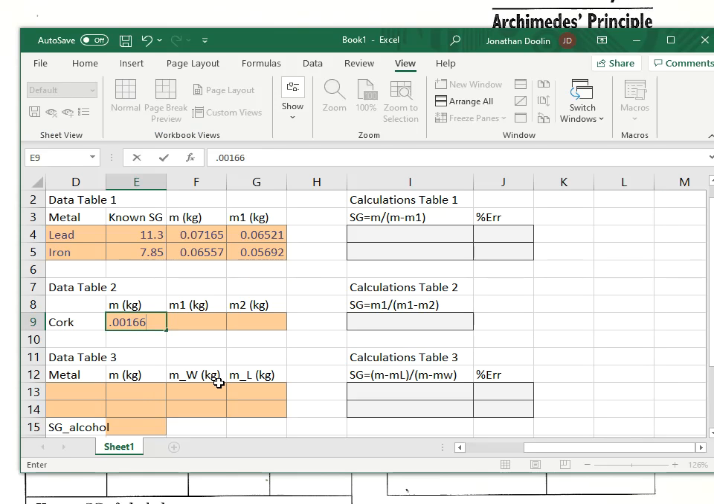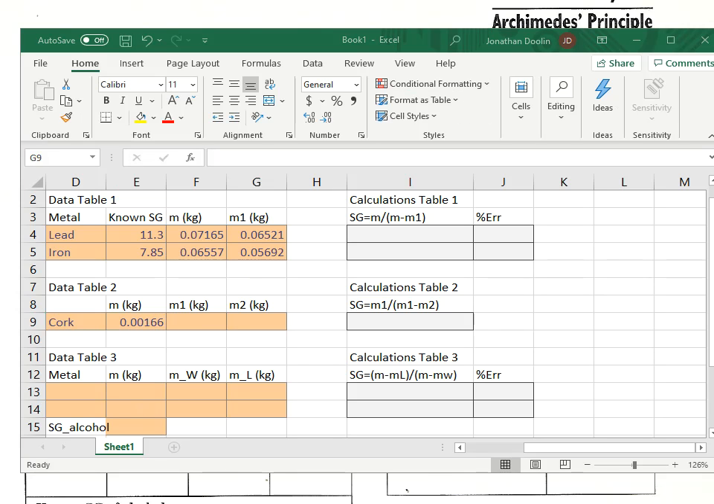So pretending that we have this cork and this highly sensitive balance, we get a mass of 1.66 grams or 0.00166 kilograms. I think though with the balance that we've got available at the school, we could use the digital balances to get M here, the actual mass.